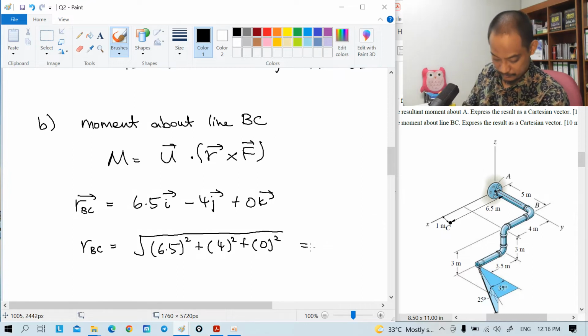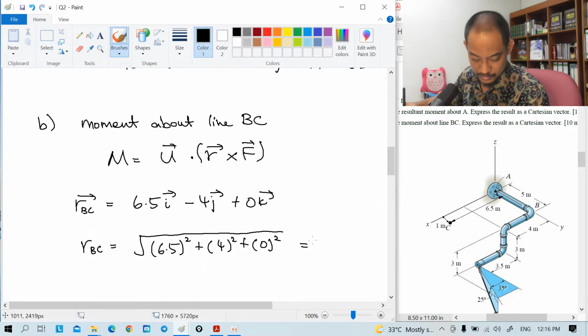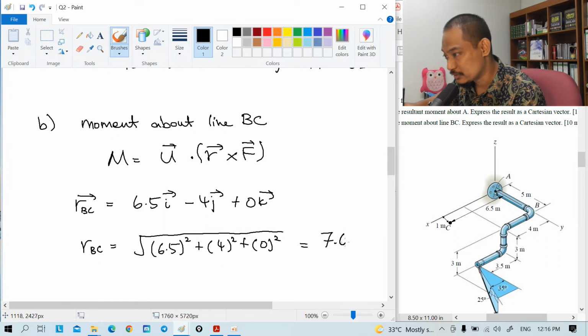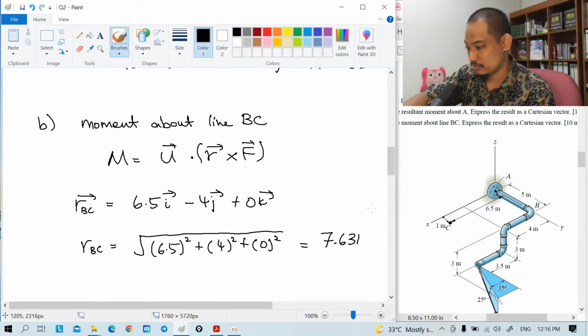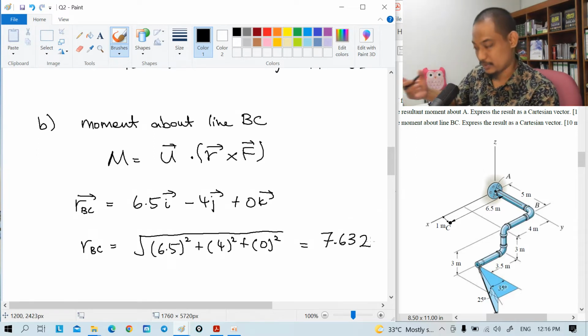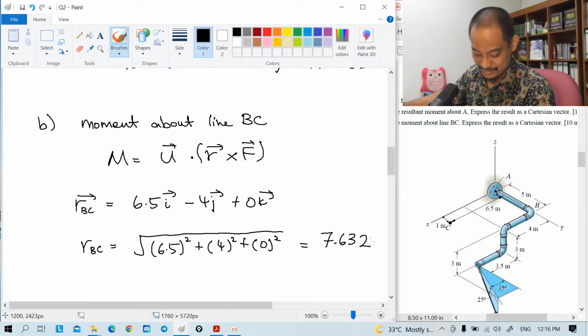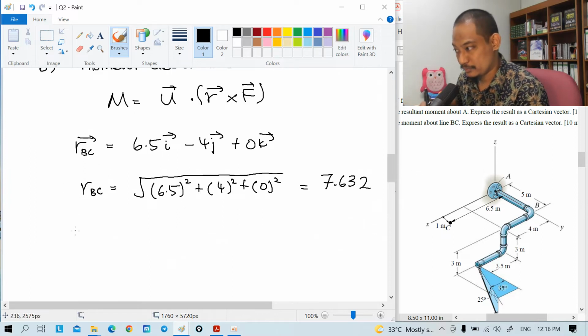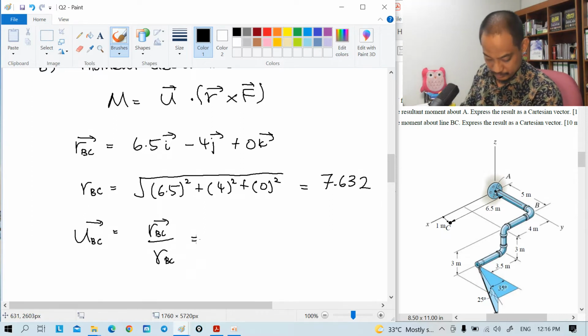Square plus 4 square. You get 7.632. Okay, I'm so tired already. So UBC is the RBC vector divided by the RBC magnitude. So you get 6.5 divided by 7.632.